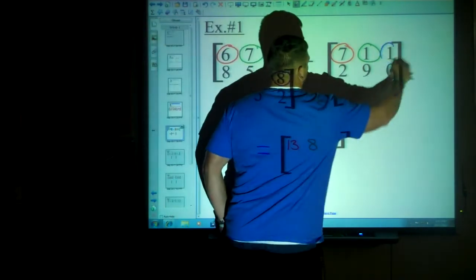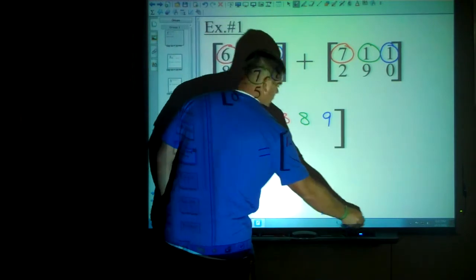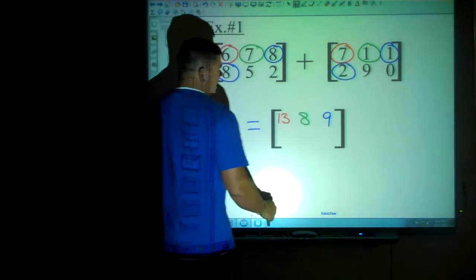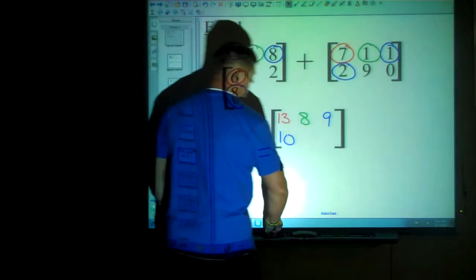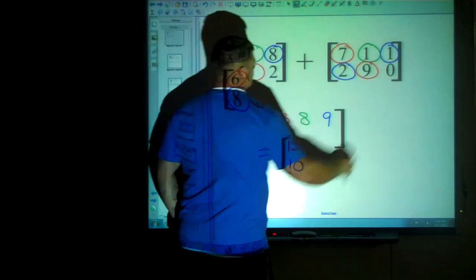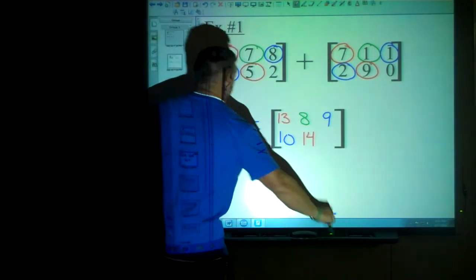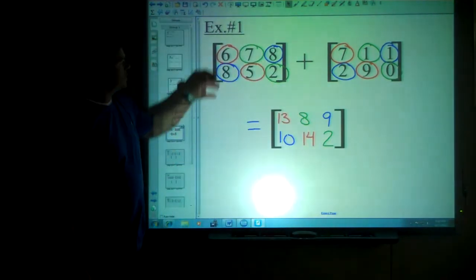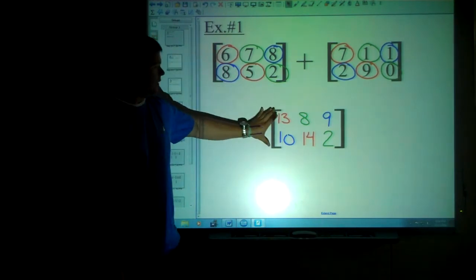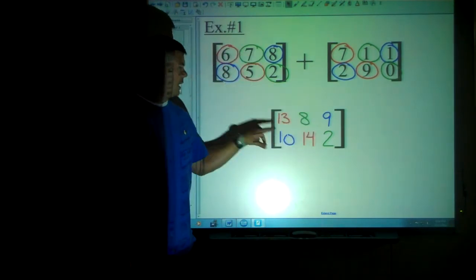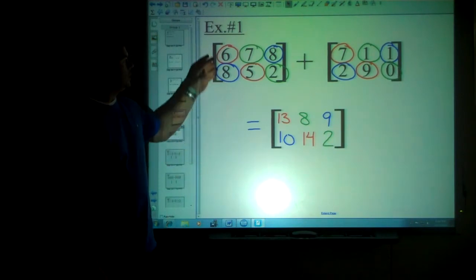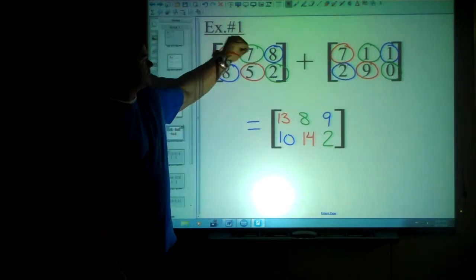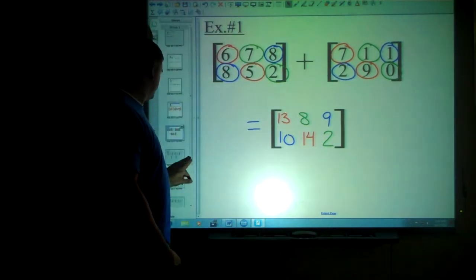8 and 1 are in the same location, add together to make 9. And then we have 8 and 2, which add together to make 10. And we have 5 and 9, which add together to make 14. And 2 and 0 add together to make 2. So since they have the exact same number of rows and columns, I can add the corresponding matching parts together, and I get a final answer. Some caution. You're not trying to add all these together. You're not trying to add that 6 to all of those over there. You're only adding them in the same spot that each one is in.